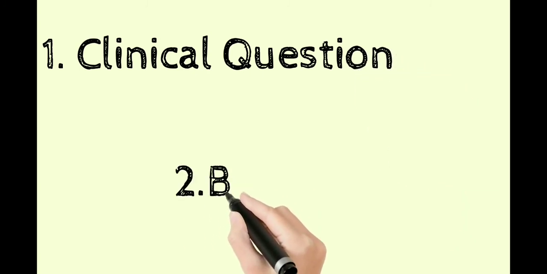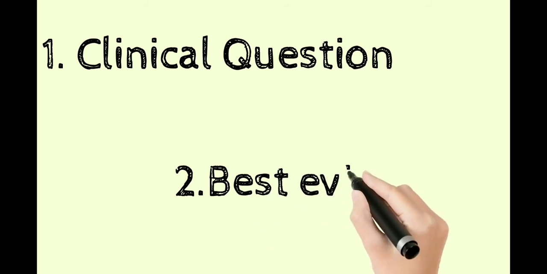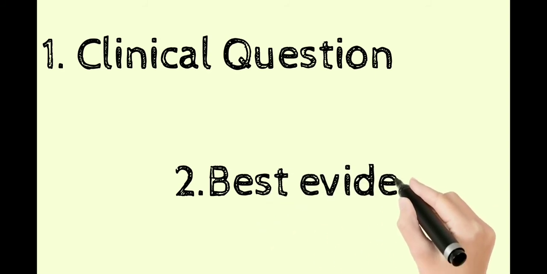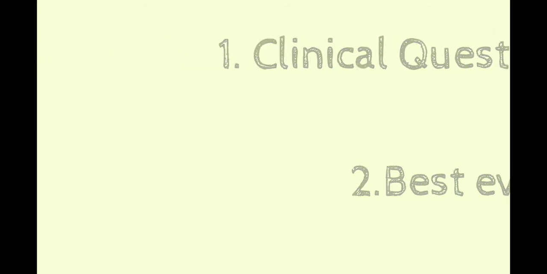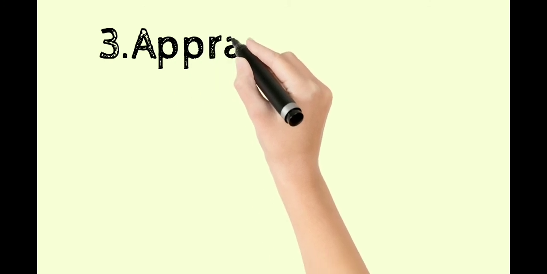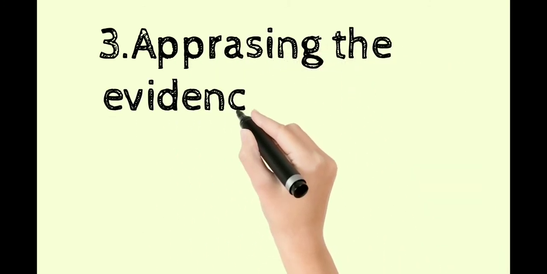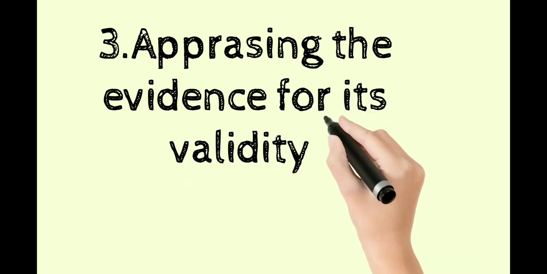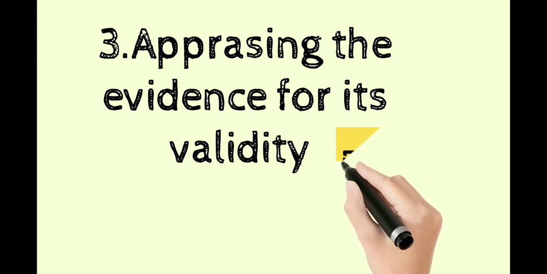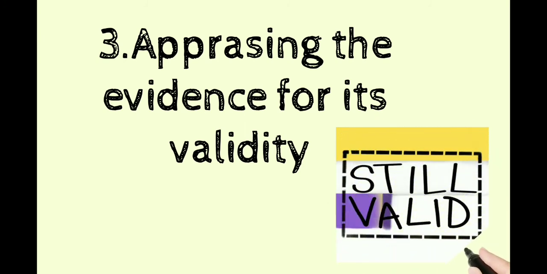The second thing is finding the best evidence. We should find the best evidence after the clinical question. These are the first 2 steps, which are very important. The third step is appraising the evidence for its validity, that is closeness to the truth, impact, that is size of effect, and applicability, usefulness in clinical practice. So appraising the evidence for its validity needs to be remembered.